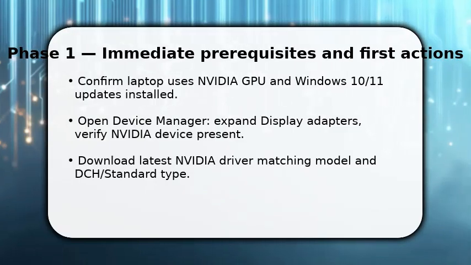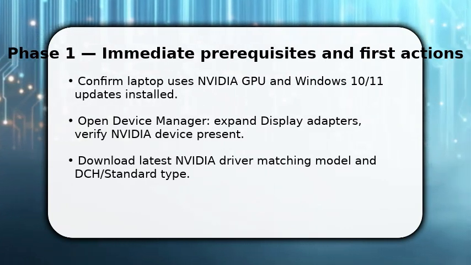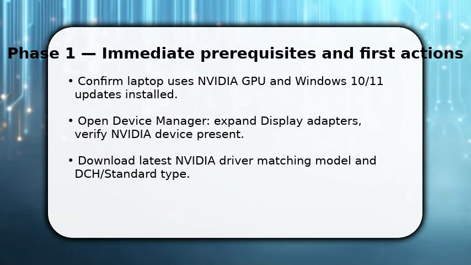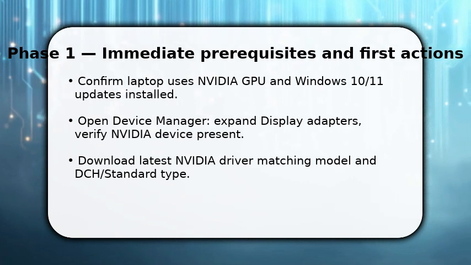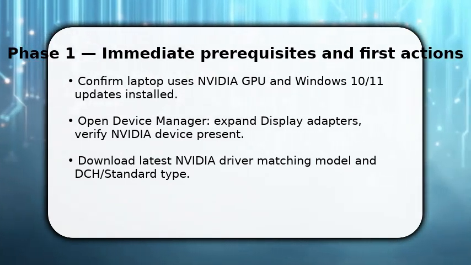You begin by confirming the laptop actually has an NVIDIA GPU and that Windows updates are applied. This avoids wasted steps. Once done, open Device Manager, expand Display Adapters, and verify the NVIDIA device is present. If it's hidden, show Hidden Devices.